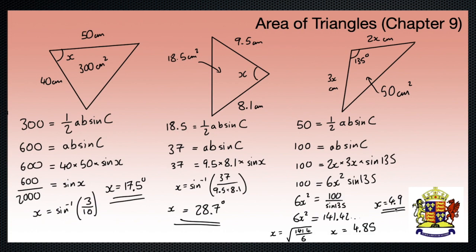We could then go on and find what these two lengths are by times that x value by 2 or 3. Okay, so this is the kind of challenge you're going to have with half AB sine C. You'll have to use it to find areas of triangles, but also you'll need to use it to work backwards.